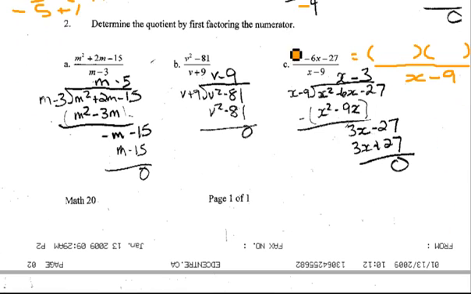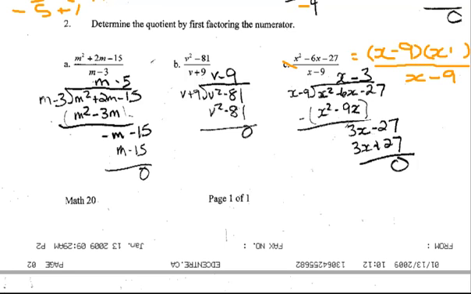Looking at the last question, I'm going to do 2C for you, and again, I'll let you redo A and B. We were to determine the quotient, which is the answer to a division question, by first factoring the numerator. So in this one, I have x squared minus 6x minus 27 divided by x minus 9. So I factor this trinomial. I find two numbers that multiply together to give me minus 27 and add together to give me minus 6.